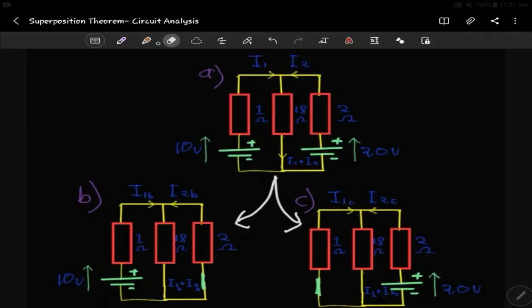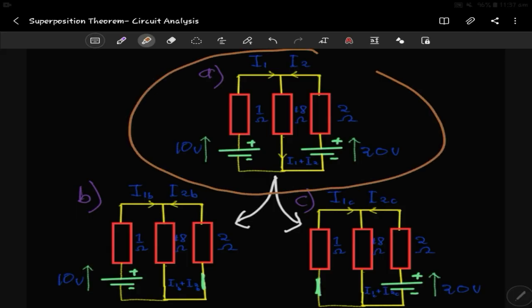Okay, so this is what the superposition theorem in circuit analysis is saying. If we have a circuit or a network of this sort, and you want to find the current in a particular branch or the PD across a particular branch, what we do is check the number of voltage sources that are there, and then we break down the network into other networks depending on the number of sources.